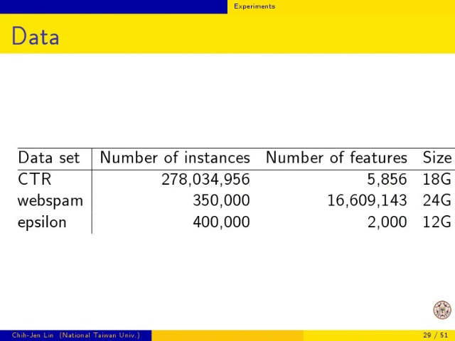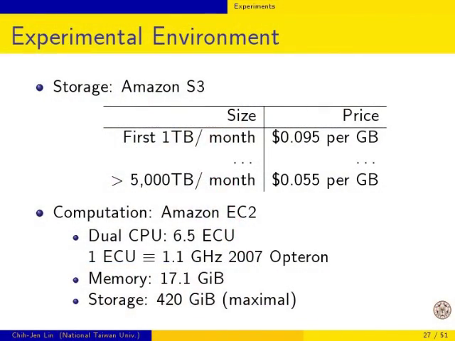I show experiments on 3 data sets. The first one is the real CTR. I think this is the average one. Their unit is like 1 gigahertz of a 2007 CPU, and mine is like 6.5 such units. So it's the typical machine, I would say. That depends on the experiment setting. If I want 64, I rent 64. If I want 16, I rent 16. So I'm going to show results of using different numbers of nodes.